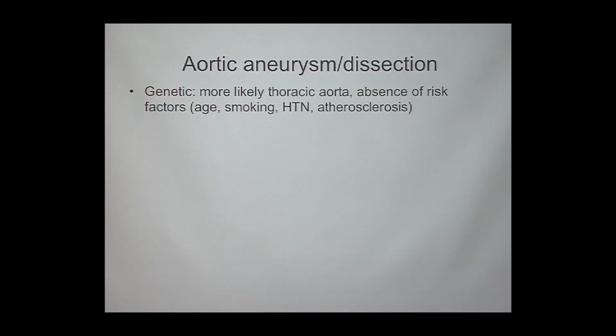There are both familial and sporadic forms of this. The genetic forms are ones that are more likely if the aneurysm is located in the chest, or called a thoracic aorta, and especially in the absence of other risk factors, which we know can increase the risk for thoracic aortic aneurysms. They can be a part of a genetic syndrome.